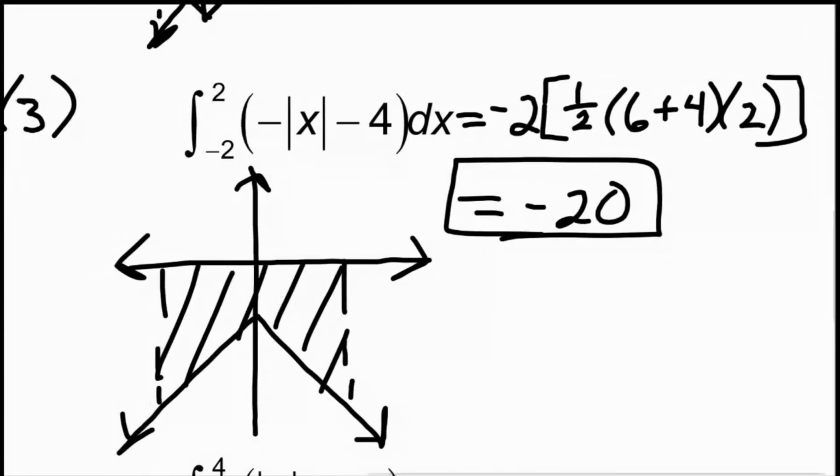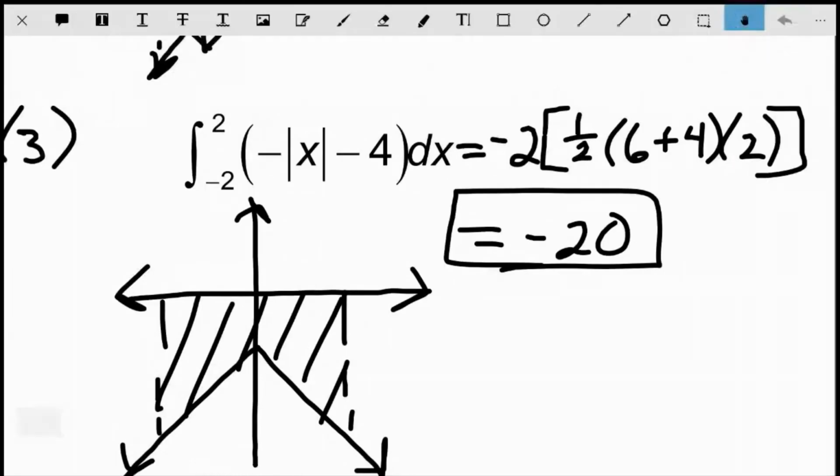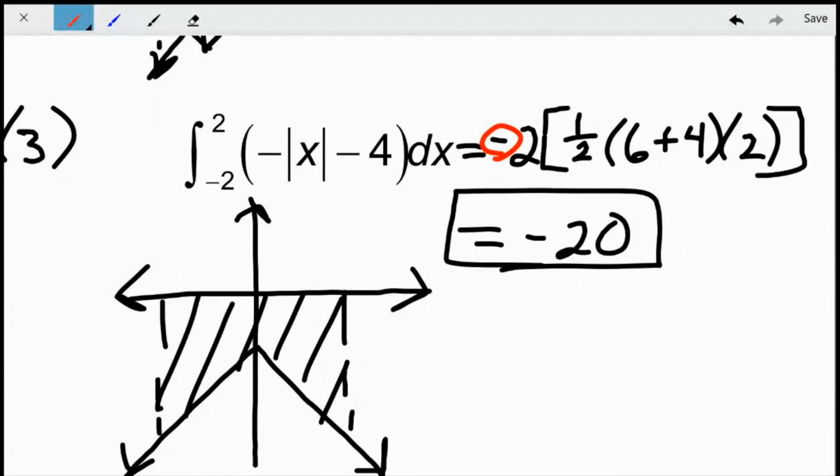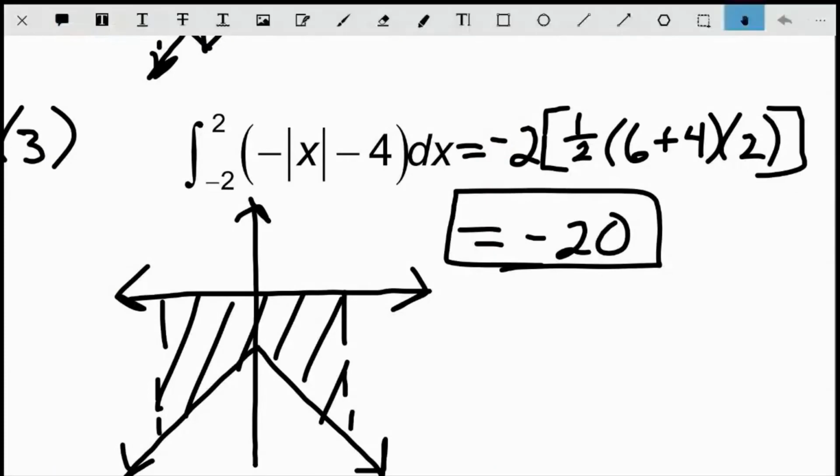when you can use symmetry on these, a lot of times you can save yourself some work. So we have negative absolute value of x minus 4. And all I did here was recognize that I have two trapezoids, and this is a function that's even, so it's symmetric about the y-axis. And I know the result's going to be negative. The easy thing to forget on this is the negative. I just put it out in front because, yes, I'm thinking about area, but because it's below the x-axis, I've got to have a negative there. And then I just did 1/2 base 1 plus base 2 times height. And the 2 out in front was because there were two trapezoids.